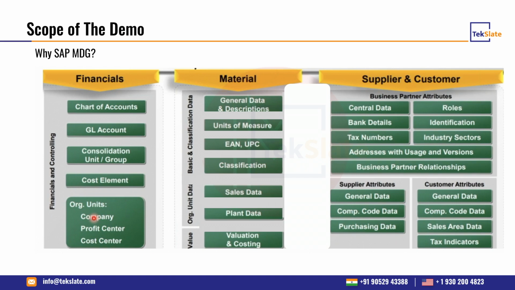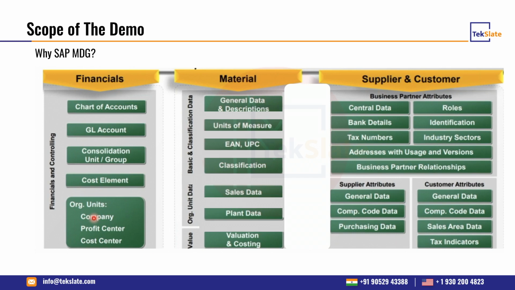These are the master data available in MDG, which SAP has provided out of the box. Mainly there are four domains: financial, material master, supplier, and customer master data. Financial is one domain, material is one domain, and supplier and customer is another. So domain by domain, the data is segregated here.